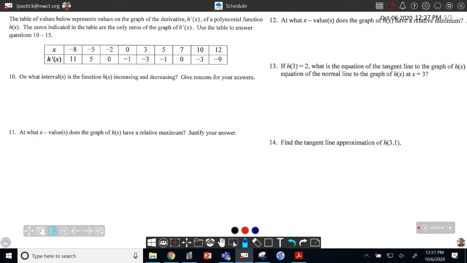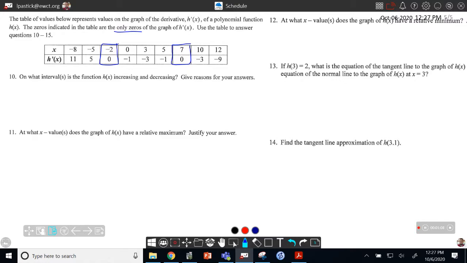So let's do it. It says, on what interval is the function h of x increasing and decreasing? Give reasons for your answers. Previously, we took the derivative of the function and set it equal to 0 to find the zeros. Here you're looking at a table and we can see the zeros. It says that these are the only zeros of the graph, which is very important to know. So I see a 0 here and a 0 here. How do I know those are zeros? Because the y value is 0. So we're going to use those as our boundaries.